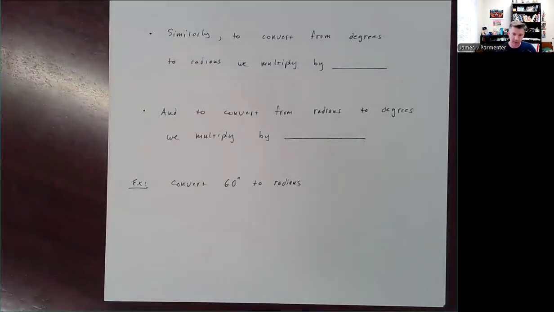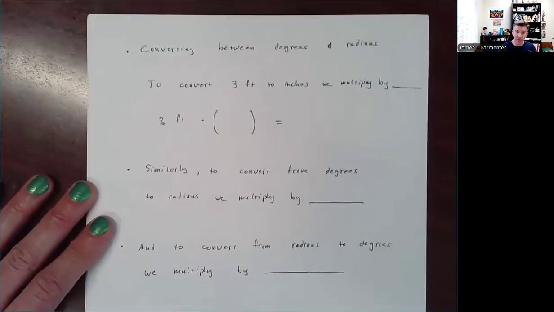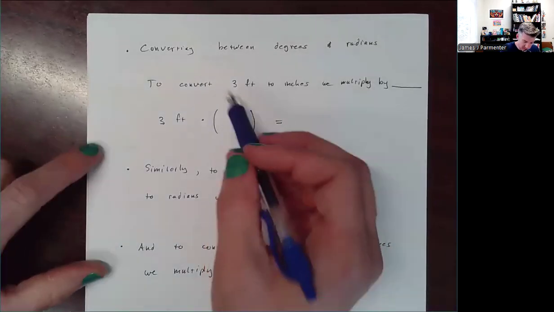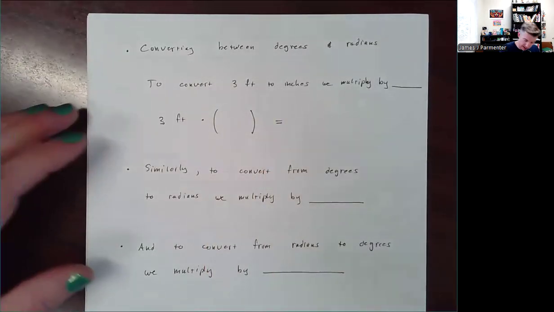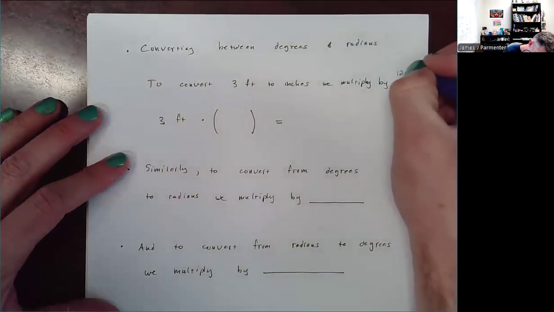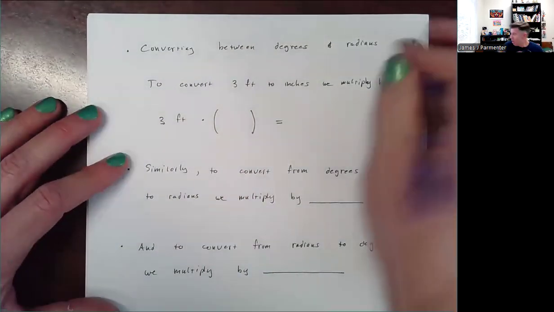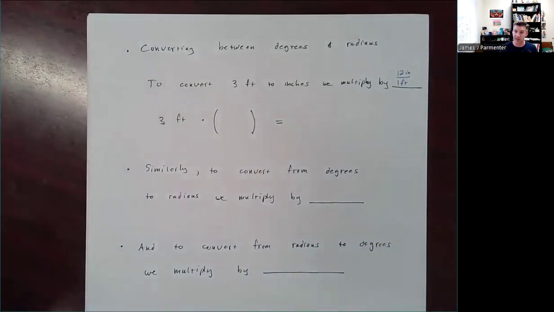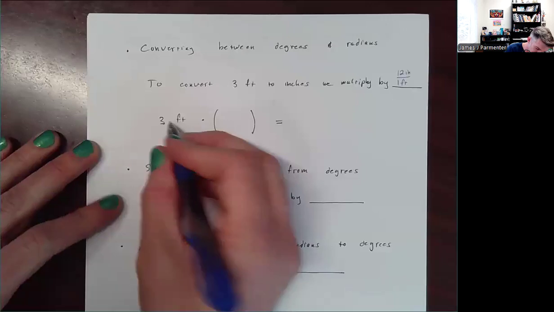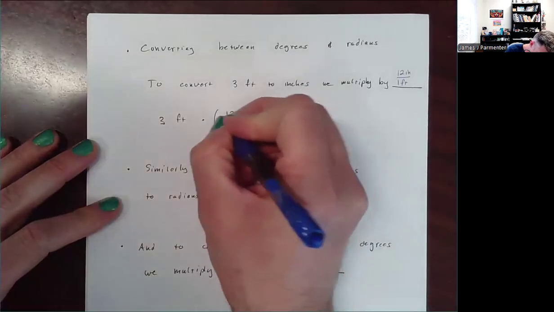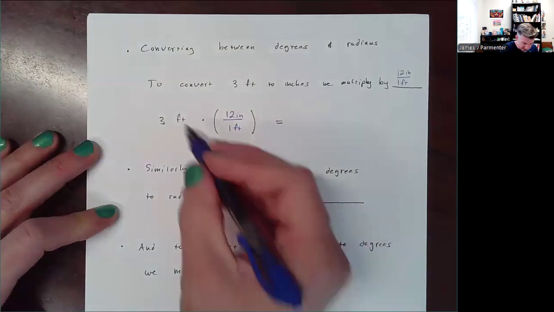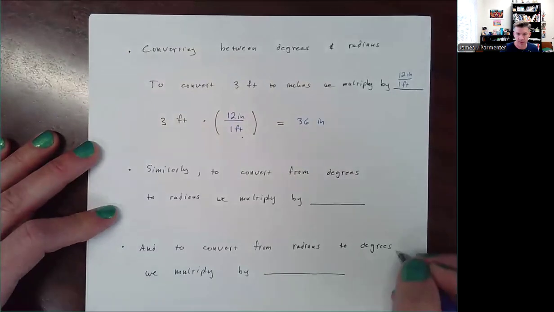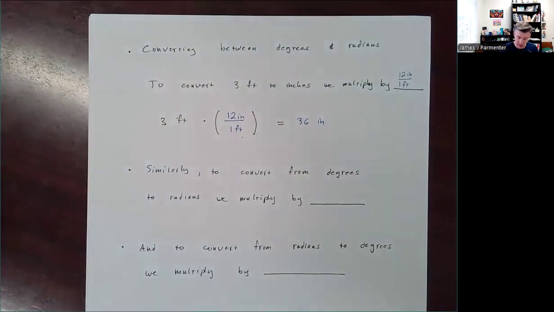Okay, on to the math. Converting between degrees and radians is pretty straightforward. Let's talk about a different conversion first. To convert 3 feet to inches, we would multiply by 12 inches per 1 foot. Always put the unit that you want to end up with in the numerator, and the unit that you're trying to cancel in the denominator. Then we take 3 feet, multiply it by 12 inches per 1 foot, and the feet cancel, and you end up with 3 times 12, which is 36 inches, which makes sense, right? We know that 3 feet is 36 inches long.